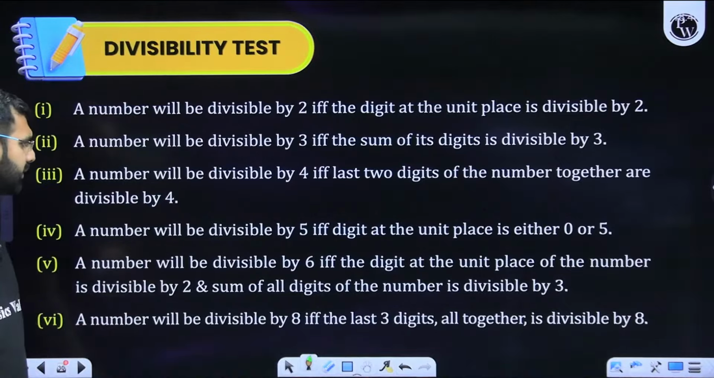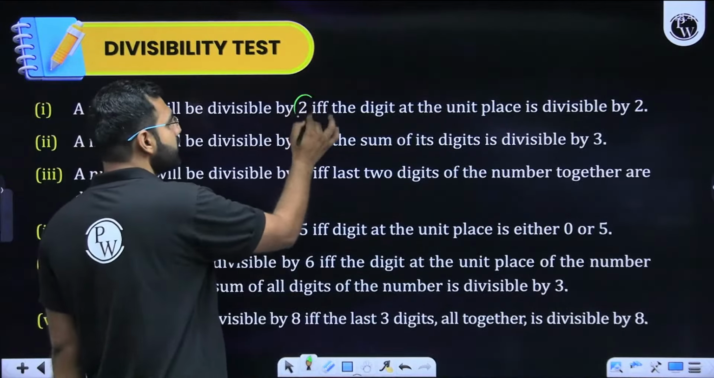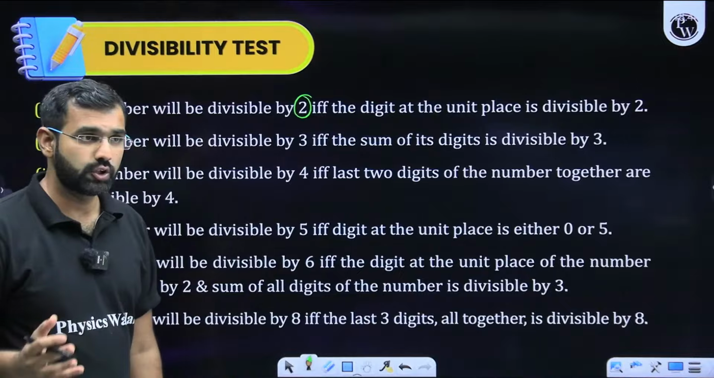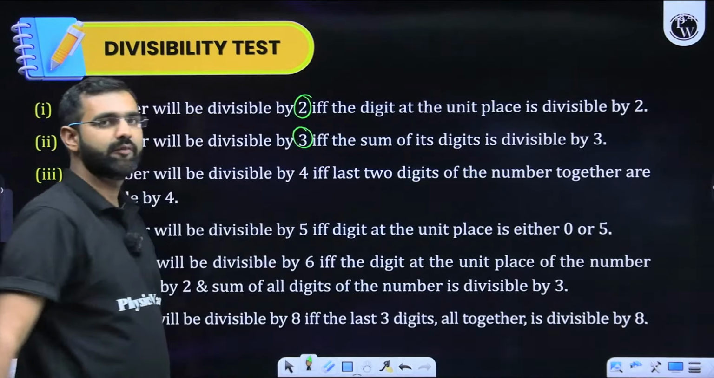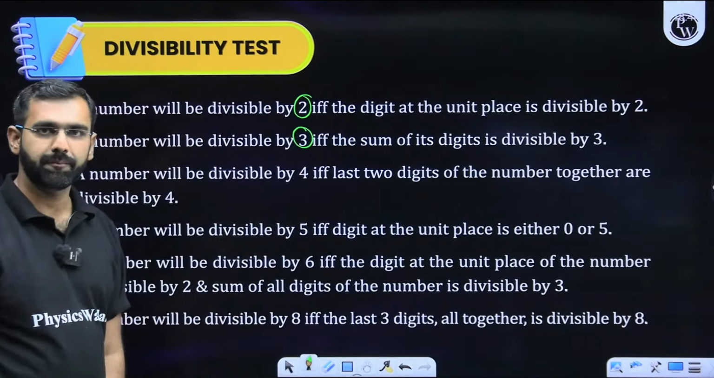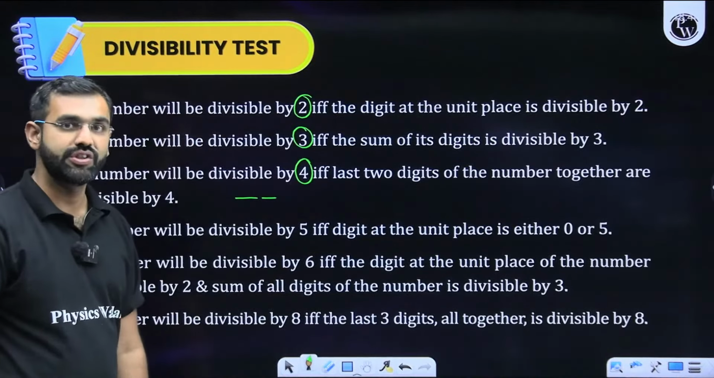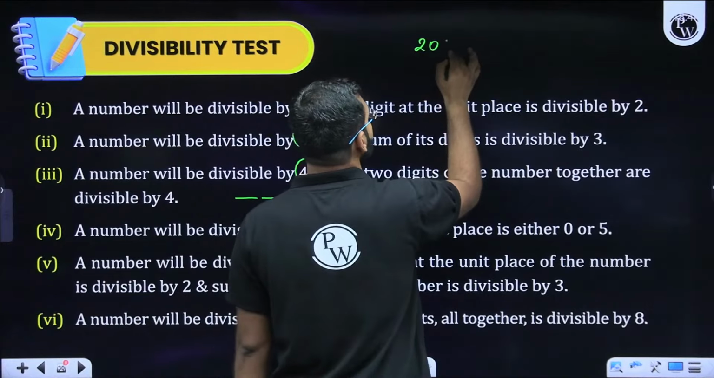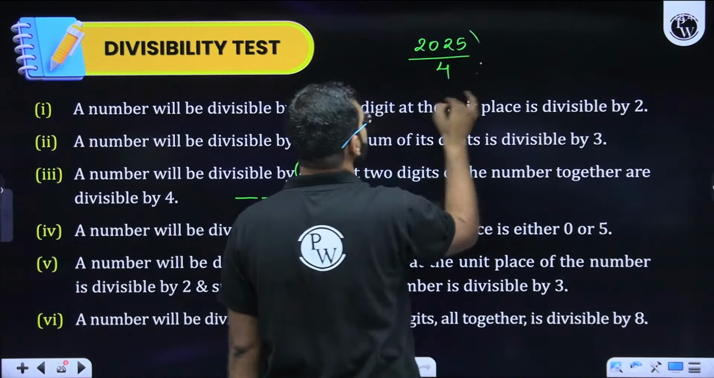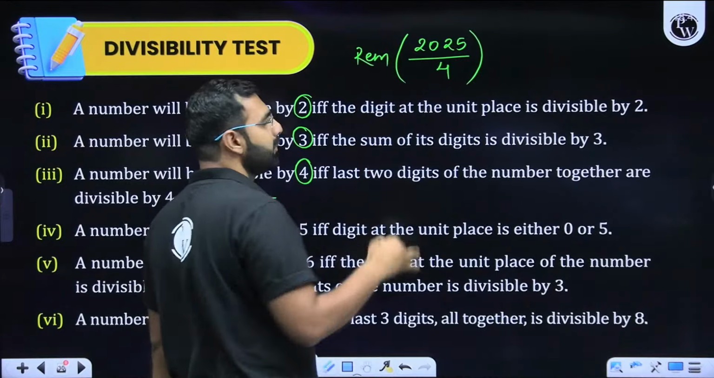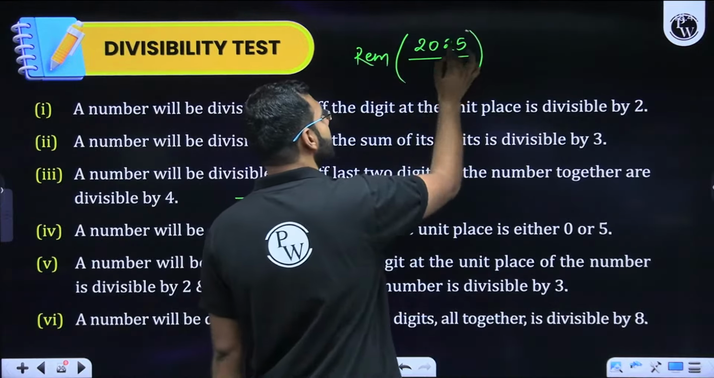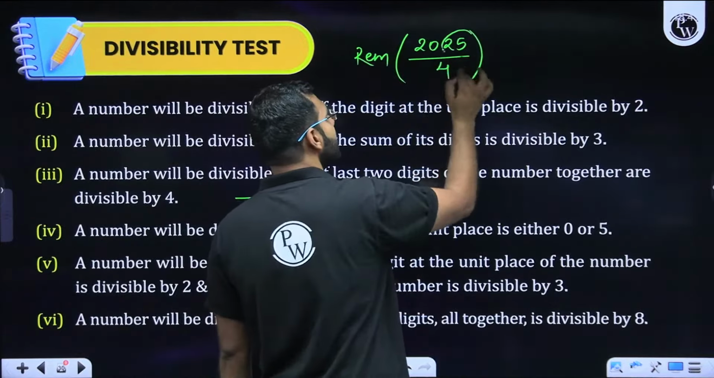Now, divisibility tests. We know for 2, the unit digit should be even. If a number is said to be divisible by 3, the sum of its digits should be divisible by 3. If a number needs to be checked for divisibility by 4, what we do is check the last 2 digits. For example, here 2025, if I want to check what will be the remainder when it is divided by 4, please remember, just check the last 2 digits. Whatever remainder this 25 gives, that will be the remainder given by 2025 as well. So 4 into 6 is 24, so the remainder here will be 1 when 2025 is divided by 4.